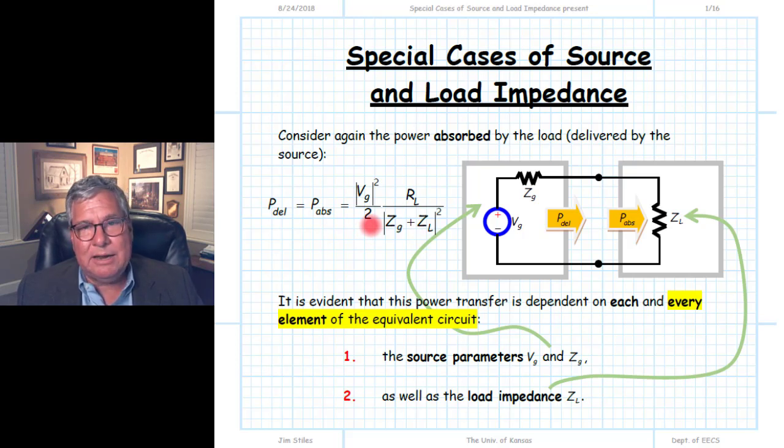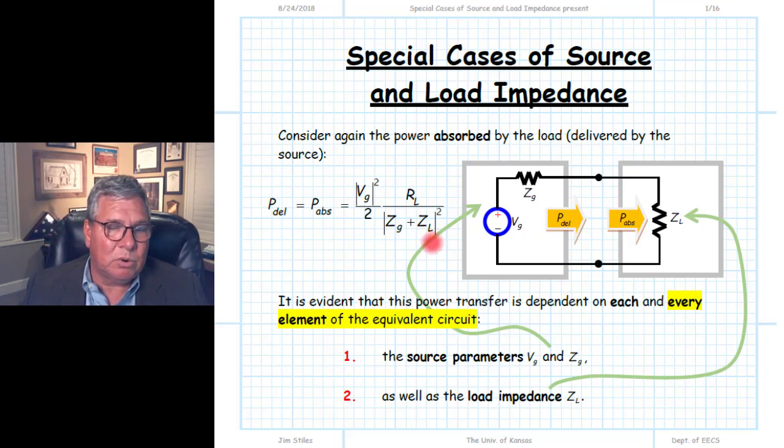So three sanity checks we did. It's a real value as it should be, it has the right units of power as it should have, and it involves all of the elements of the circuit, which is typically always the case. And so we feel comfortable about this result going forward. So let's look at this result more closely.